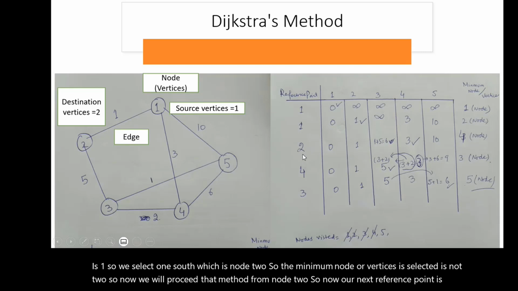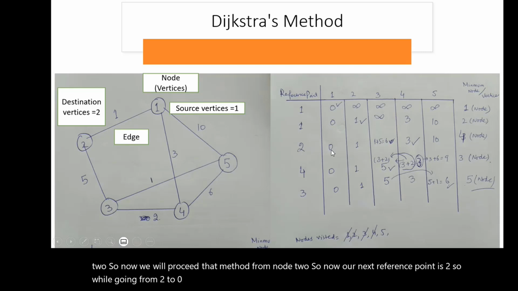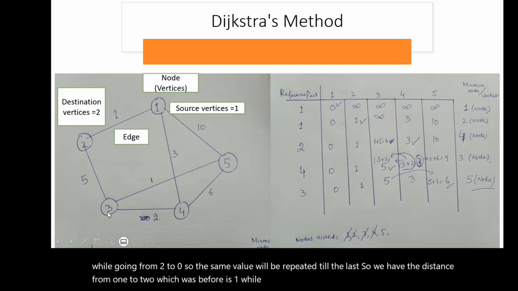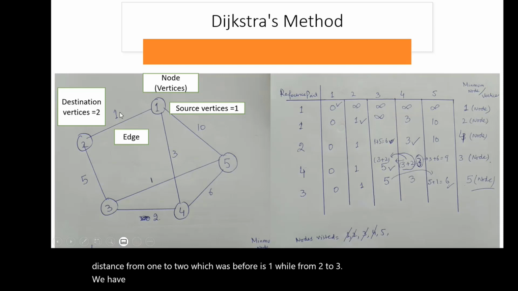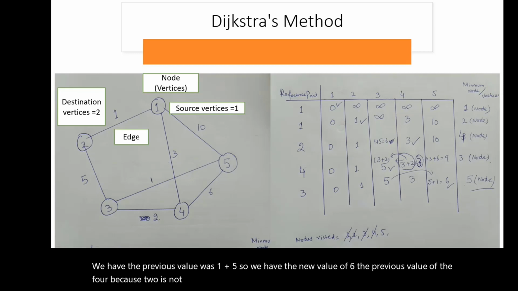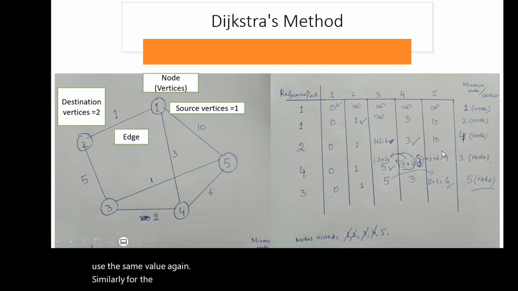So the same value will be repeated till the last. We have the distance from 1 to 2, which before was 1, while from 2 to 3, the previous value was 1 plus 5. So we have the new value of 6. OK, for the previous value of 4, because 2 is not directly connected with node number 4, we will use the same value again. Similarly for node 5 as well, which is 10.